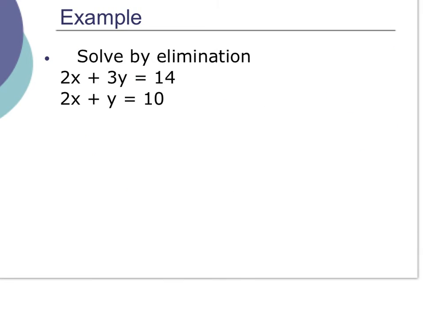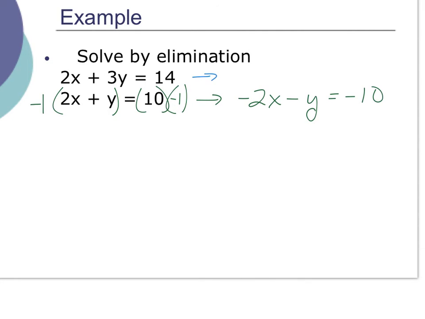And here's another case where we want to solve by elimination, but we can't without manipulating the equations. This one is a bit easier if you realize that you have a 2x and a 2x. Well, right now, if we combine these, that makes 4x. But if we take and we multiply by negative 1, that makes our second equation negative 2x minus y equals negative 10. And of course, our first equation will remain 2x plus 3y equals 14.